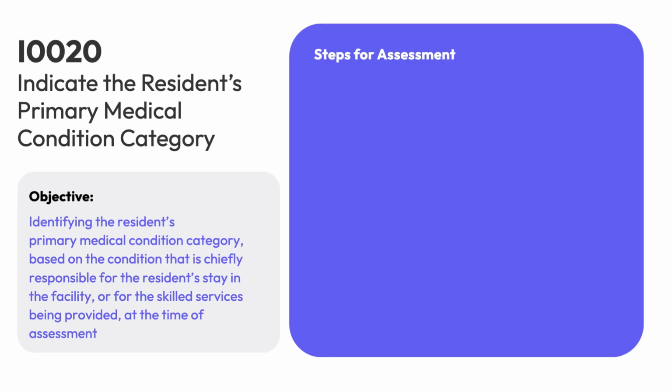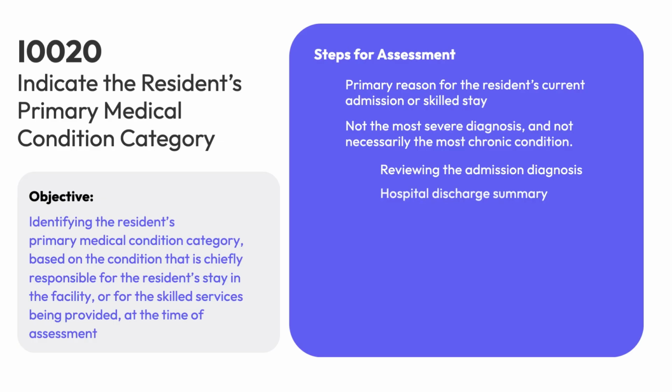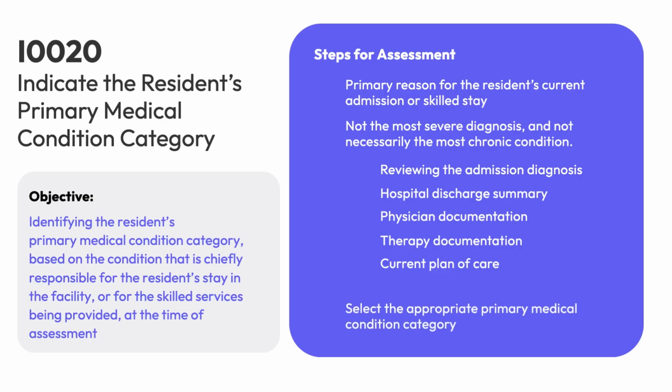Before completing this assessment, it is important to understand that this item reflects the primary reason for the resident's current admission or skilled stay, not the most severe diagnosis, and not necessarily the most chronic condition. Our assessment for this item will include reviewing the admission diagnosis, hospital discharge summary, physician documentation, therapy documentation, and current plan of care to determine which condition is primarily driving the resident's need for care at the time of assessment. Based on our assessment, proceed to select the appropriate primary medical condition category from the available coding options listed in the item set.